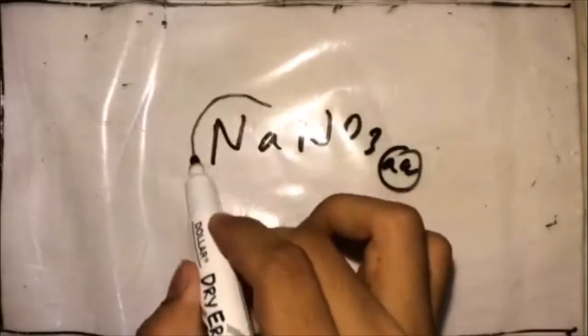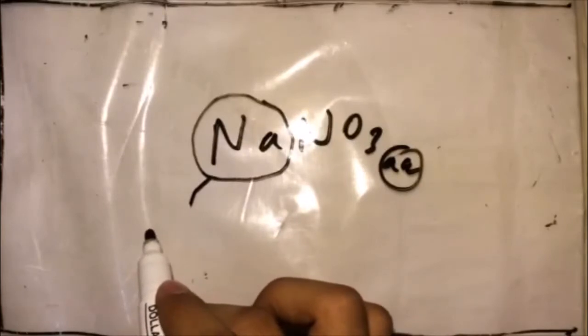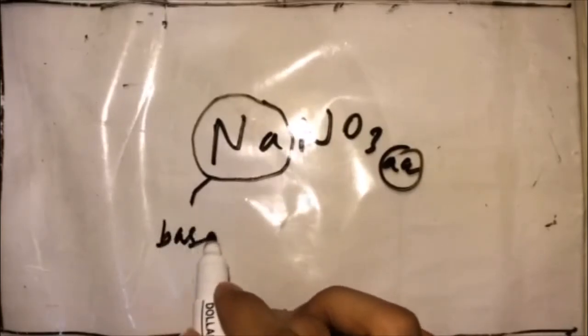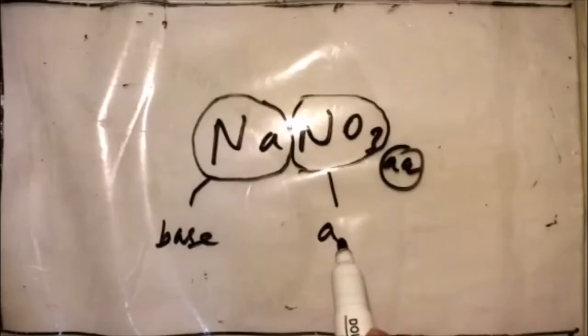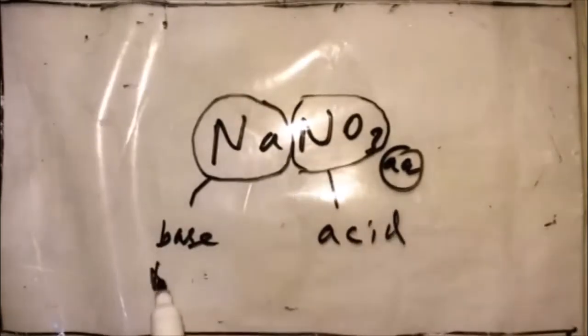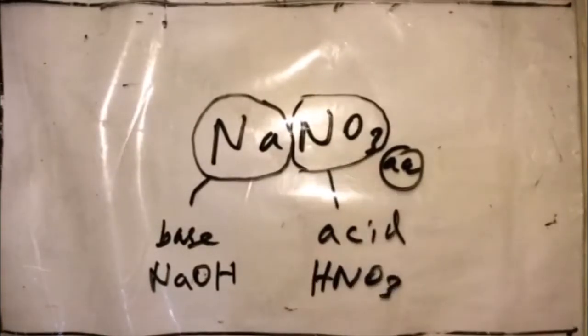Now we're starting the preparation of salts. For soluble salts, if for example we have a salt sodium nitrate, this is soluble, so it's aqueous. Now the first part of this salt will always be positive, and this will come from an alkali or a base, while the rest of it will be negative and will come from an acid. Over here, the base would be NaOH and the acid would be nitric acid.